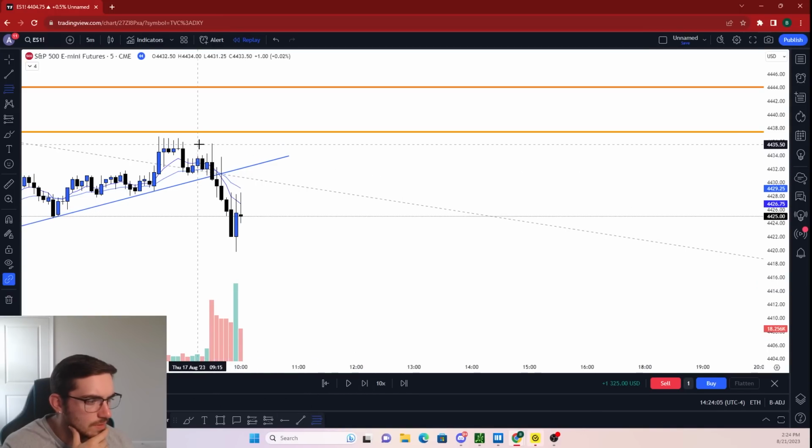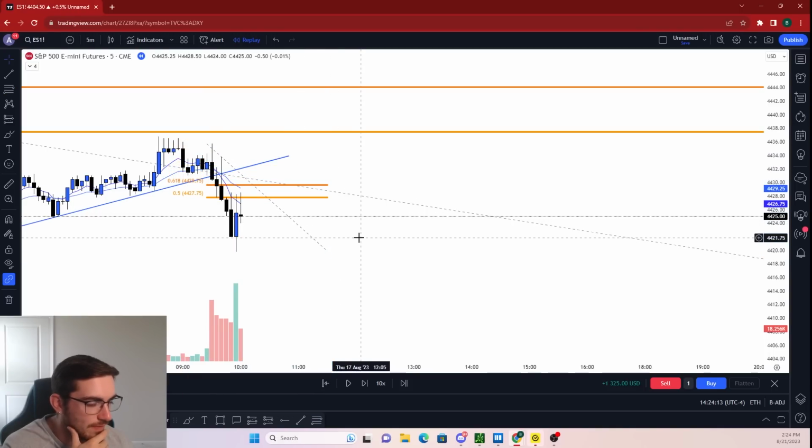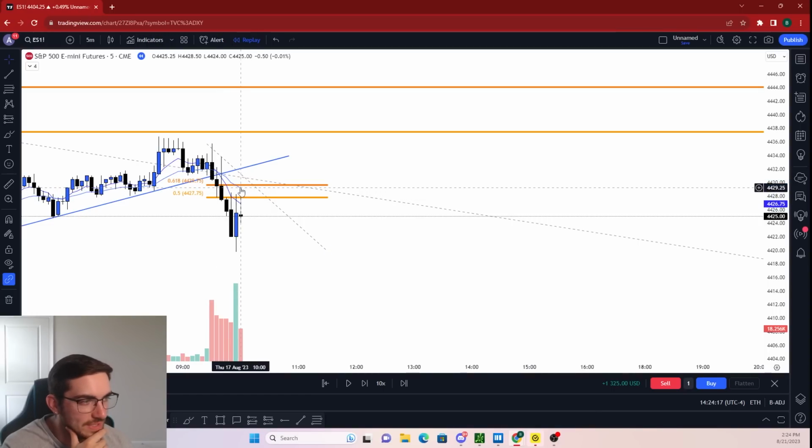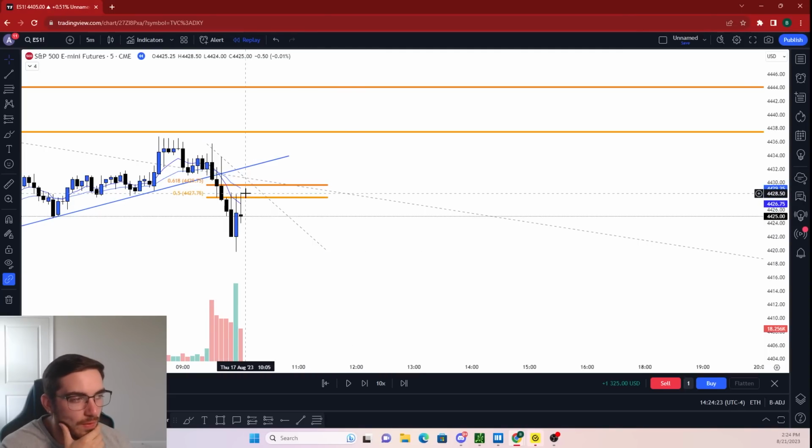Okay, so we do have a nice high point right here and a low point right here. It looks like we rejected off of that 50% fib right here. We have that 5-minute 21 EMA right at that 61.8 at 44.2975. In this scenario, more than likely what I would do is do about half my position and be willing to add the other half up here with a stop loss a couple points above this area.